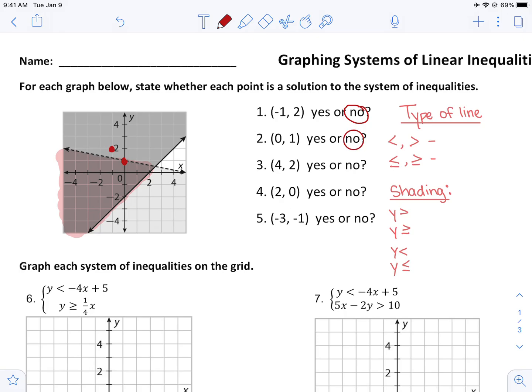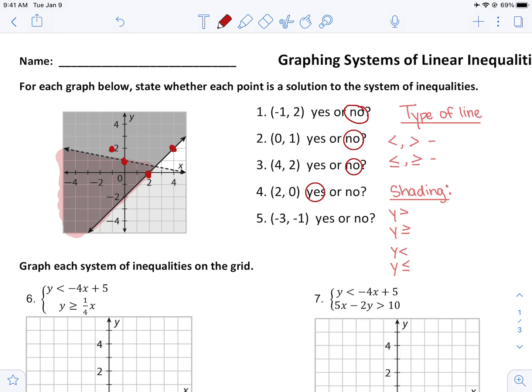Okay, 4, 2. I go over 4, up 2. So again, this is a solution for the solid line, but for the dotted line, it does not work. It's not in that common shaded area, so that is another no. 2, 0. That point falls right here. Again, it's a solution for the solid line, and it is a solution for the dotted line, so this is a yes.